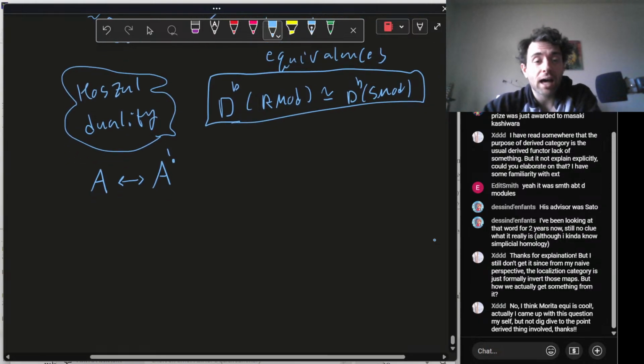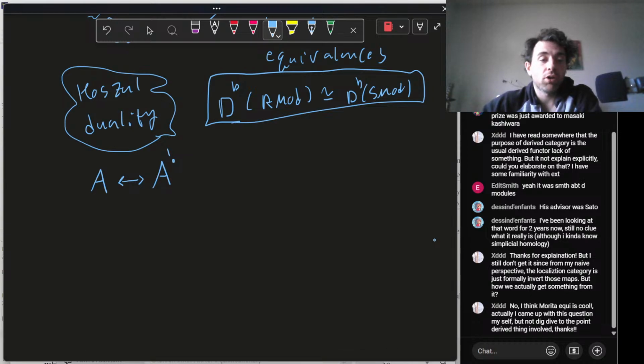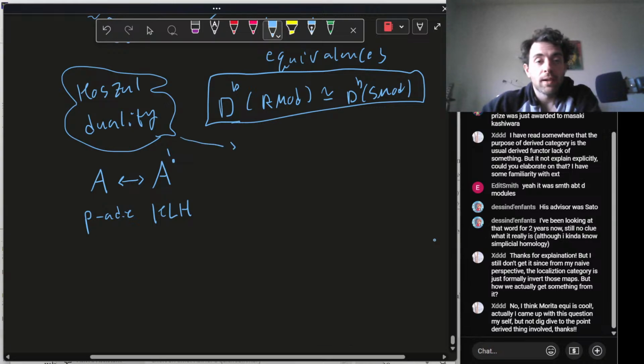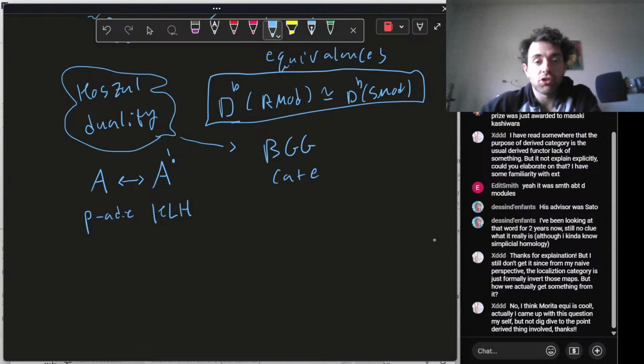And in fact, my own research is about the p-adic Kazhdan-Lusztig hypothesis, and I went to a summer school last summer about the notion of Koszul duality, and the classic version, which is applied to what's called the BGG category O. I think I talked about this yesterday.